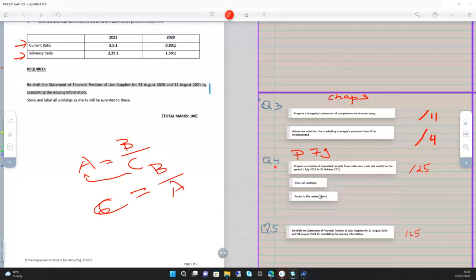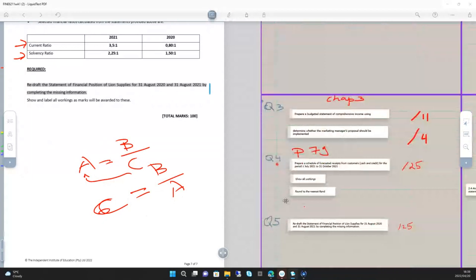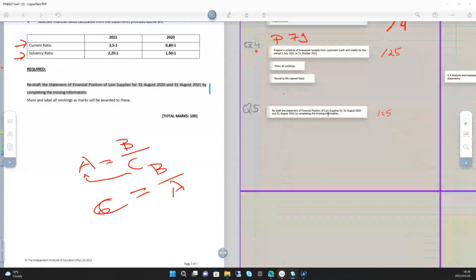Let me know if there are any questions, but as you can see, the same year you have to redraft the statement of financial position by completing missing information. It's not like the one for the forecast where you have to do a budgeted statement, another statement. No, it's only the same statement, but you are redrafting it so that you can find the missing information. That's all. That is as simple as that. 100 marks for the entire test.